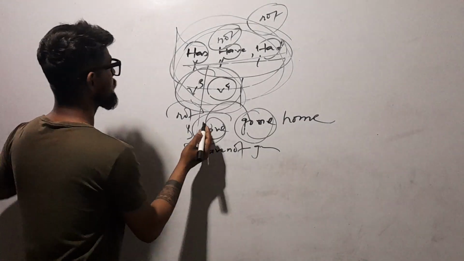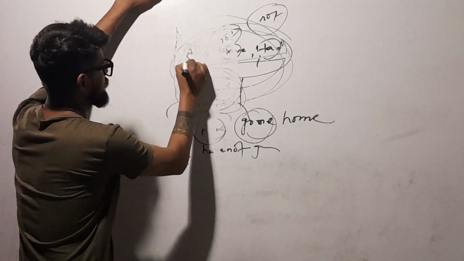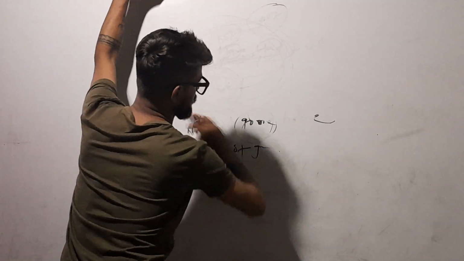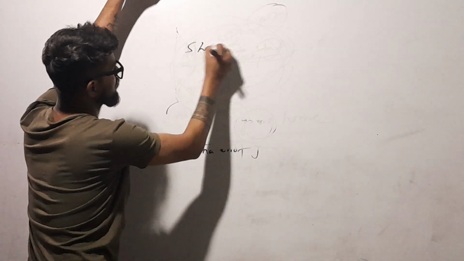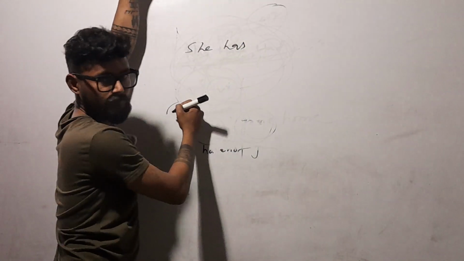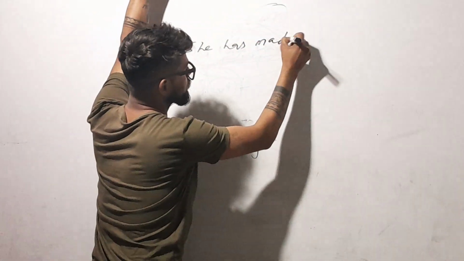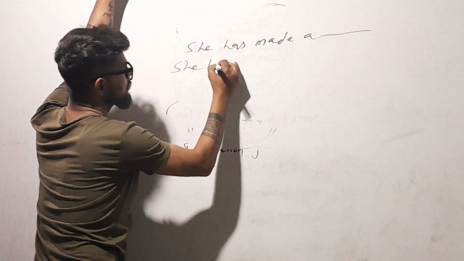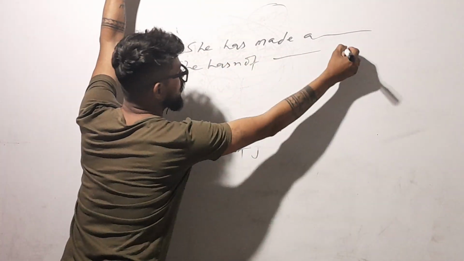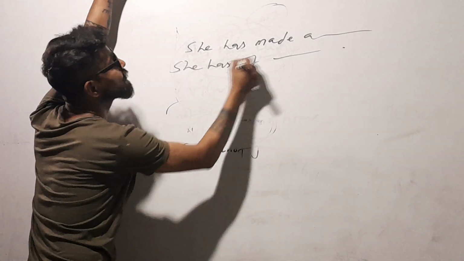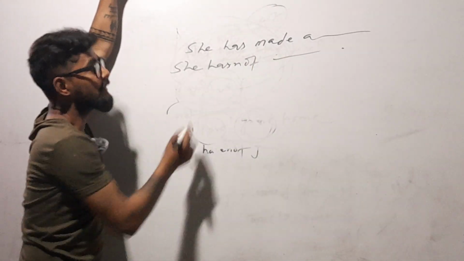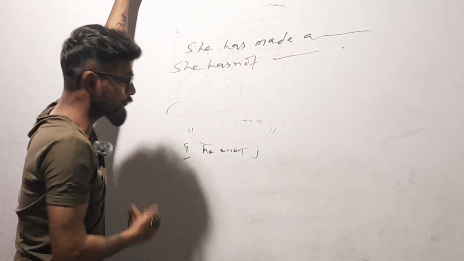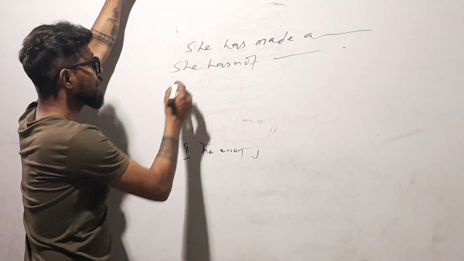For example, she has made a cup of tea for Dharmendra sir. So negative: she has not made a cup of tea for Dharmendra sir. Has not, you can contract them. Has plus not, when we contract them, becomes hasn't. We can use that here. Okay.